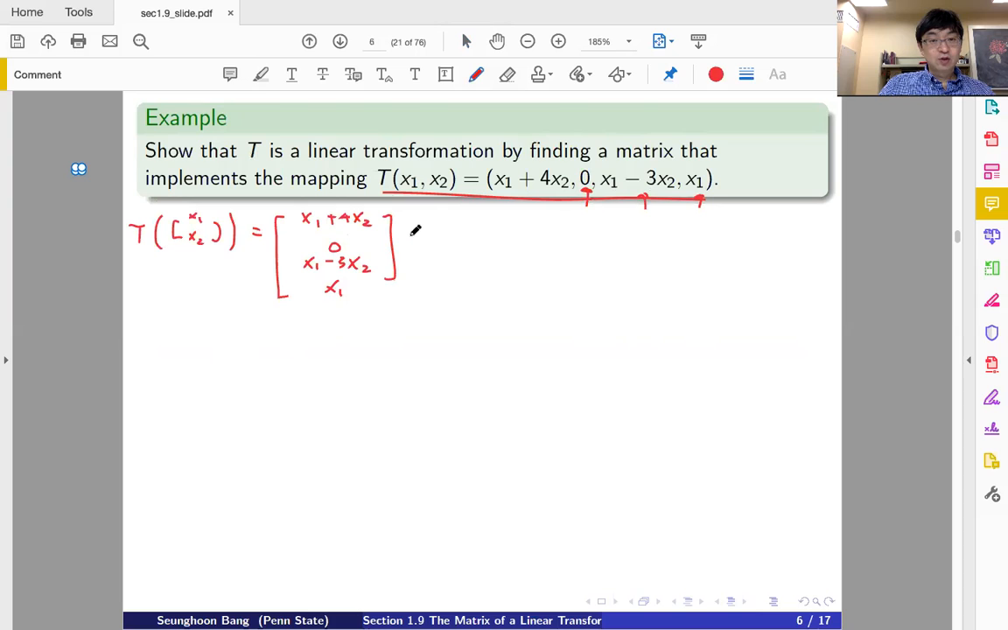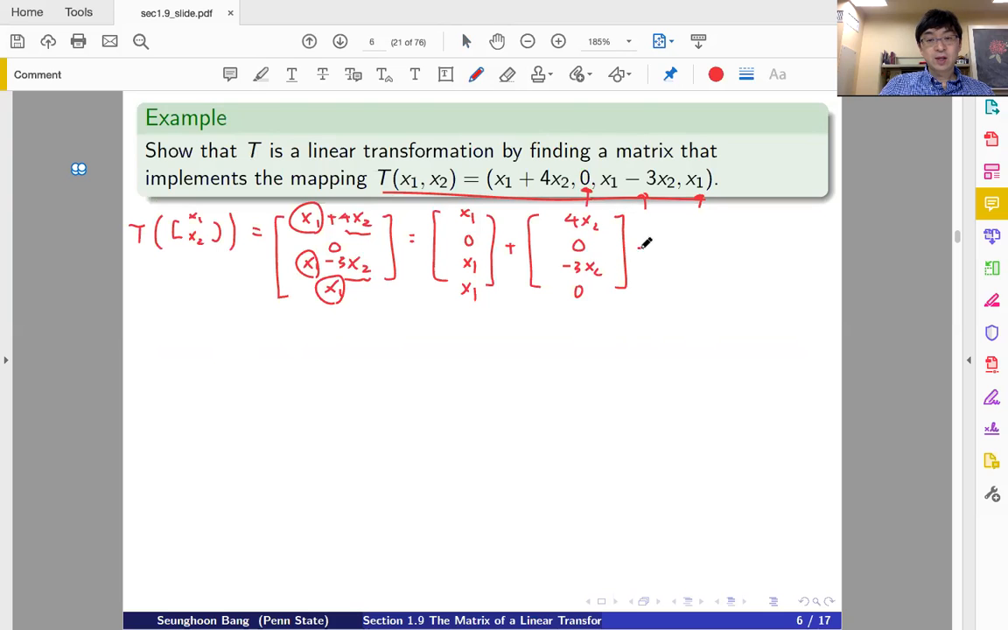Next, you have to split the x1 part and the x2 part. We have the x1 part here: x1, 0, x1, x1. Plus the second one: 4x2, negative 3x2 here. The second entry is always 0, the next one is negative 3x2, and the last one, we don't have an x2 term, so 0.